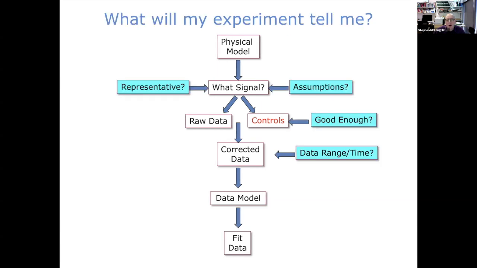So the question we'll look at in the next couple of minutes is, is that signal representative? What are the assumptions in there? Are your controls good enough? And as Chris mentioned just in the first half there, do you have the right data, and are you looking at it for the right time?